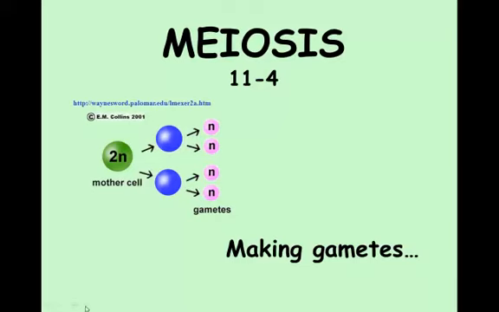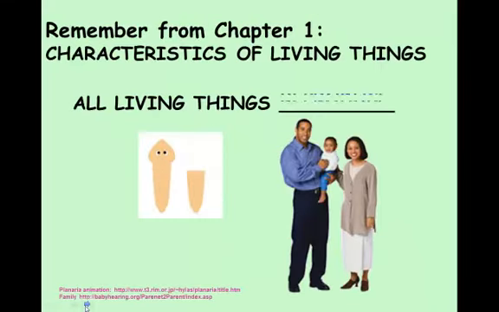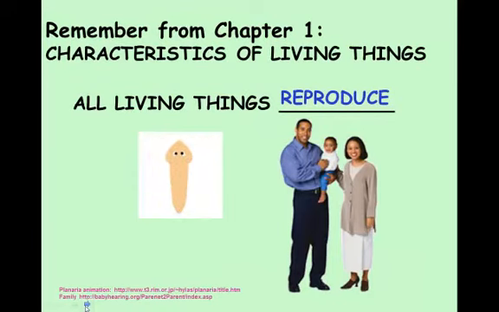So let's review a little bit about what we know about reproduction from our very first chapter. Remember, I said one of the characteristics of living things is that all living things reproduce. And we learned about two kinds of reproduction in our first chapter, asexual reproduction and sexual reproduction. In asexual reproduction, we're using the genetic material from one parent organism to produce an offspring.